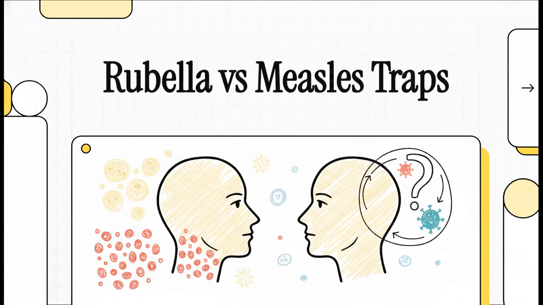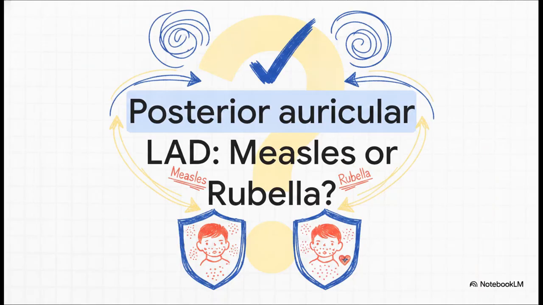A patient presents with a maculopapular rash and prominent posterior auricular lymphadenopathy. So the question flashing in your mind should immediately be, is this measles or is it rubella? Keep that exact clinical trap right at the forefront of your mind as we dive in today.